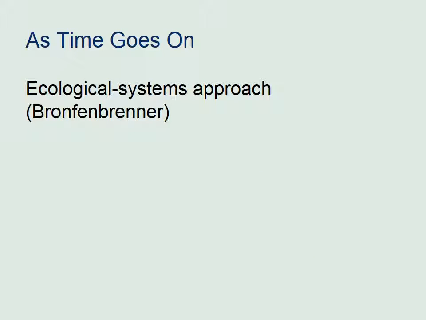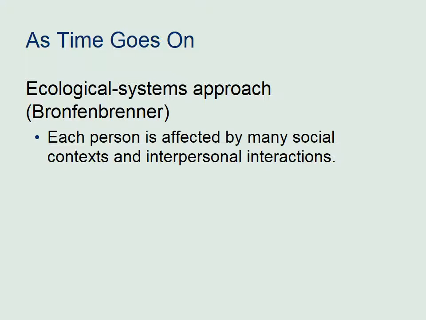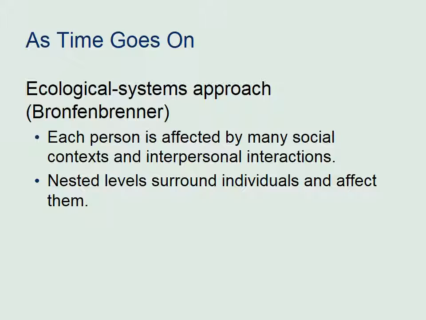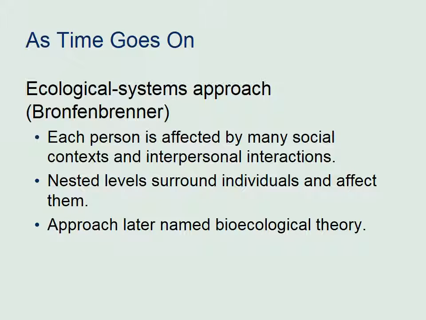So one of the theories that we talk about in this class is Bronfenbrenner's ecological systems approach. And I want to go over this a little bit. You probably also had this in general psych, but just to remind you so we're ready to go with this class. Urie Bronfenbrenner came up with a system. And basically what he was saying is each person is affected by many social contexts and interpersonal reactions. We are all nested and surrounded by individuals that affect us. This approach later became the bioecological theory.